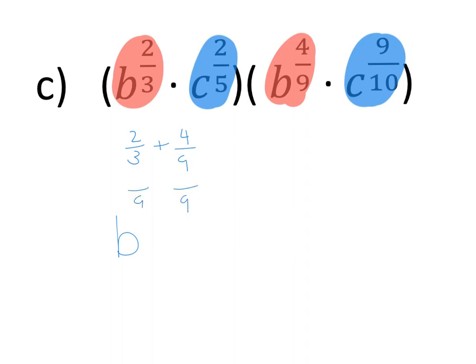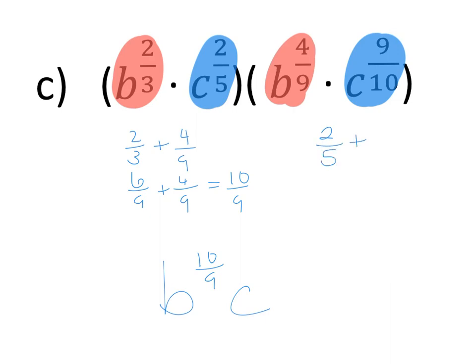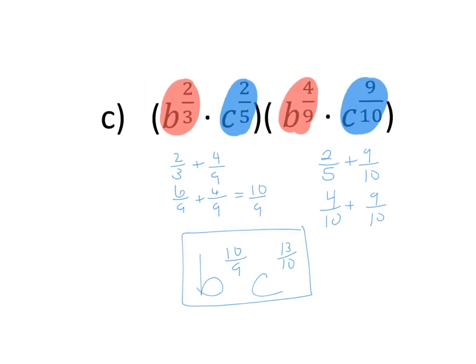I'm going to erase this real quick, just to give us a little more room. So I multiply by 3 here and get 6/9 plus 4/9. So you've got 10/9. So I've got b to the 10/9. Now I'm going to go to my c. For c, I'm going to take 2/5 plus 9/10. Again, common denominator. We need the 10s on the bottom. So I'm going to multiply this by 2 and get 4. So 4 plus 9 is 13/10. And there's your answer.